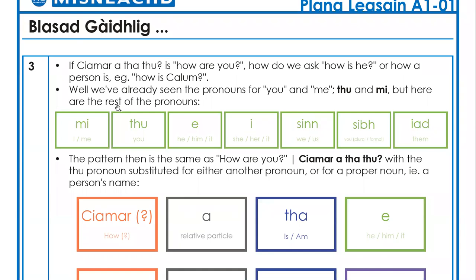So, mi, thu, e, i, sinn, sibh, iad. Mi is I or me, thu is you, e is he, him, or it, and we'll come on to this shortly. In Gaelic, nouns are either masculine or feminine, like in French and other European languages. So e or i can mean him and her. It can mean he and she, or they can also mean it as a masculine thing or it as a feminine.